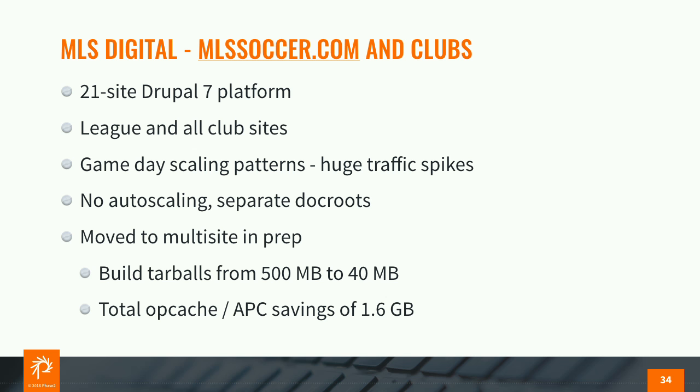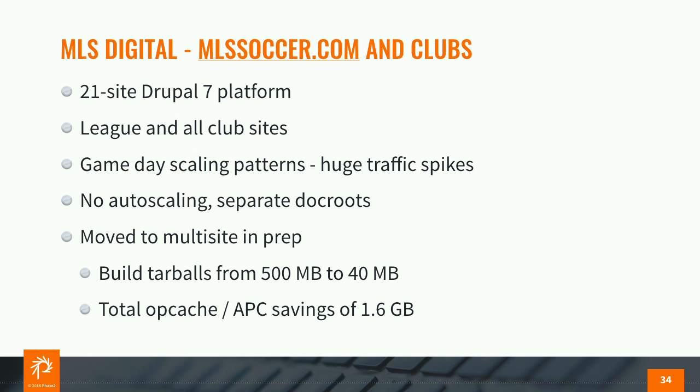So in order to help get MLS to the point where autoscaling worked, we first moved to a Drupal multi-site. Drupal multi-site is a divisive topic, and not every set of websites is well suited to be run as a multi-site. But in the case of MLS, all the sites ran the same code base already. They all used a sub-theme of a parent theme, so they were a really great candidate. It's not like an individual club was saying, well, I want Panels 7 and Context 13, even though the platform only has Panels 6 and Context 4.